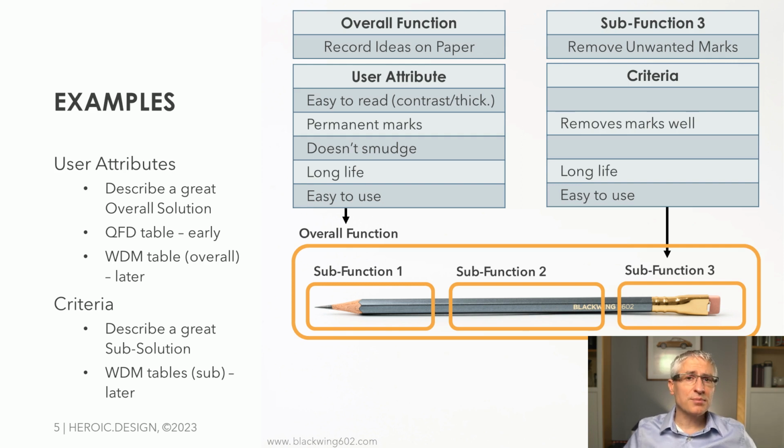Overall, we want permanent marks that aren't going to disappear over time. But when we're talking about removing those marks, we actually want them to disappear as much as possible so that we can add new marks. The idea is that the criteria really zero in on the specifics of that one small subfunction. Once you dig down that far, you'll find criteria that only apply to that subfunction.